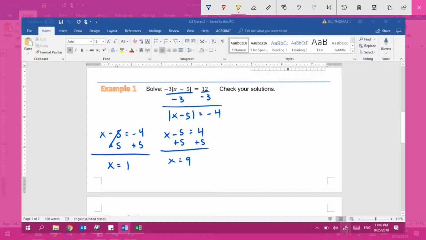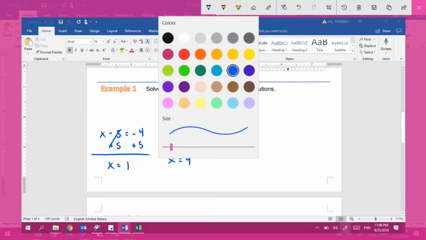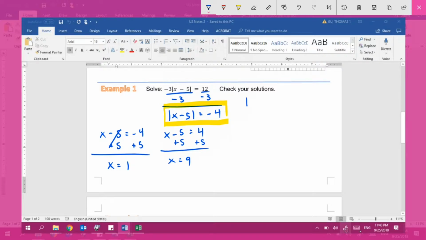Remember, when we check, we're going to use this equation that we found over here. So we're going to put in 1 and 9. So we're going to have absolute value of 1 minus 5 equals negative 4. 1 minus 5 is negative 4. And does the absolute value of negative 4 equal negative 4? No, it doesn't. That's an extraneous solution.